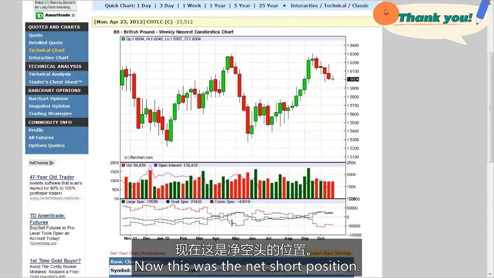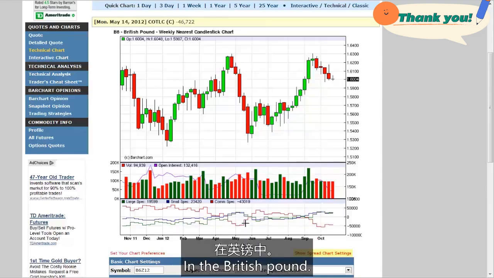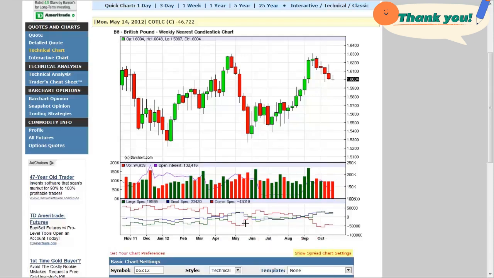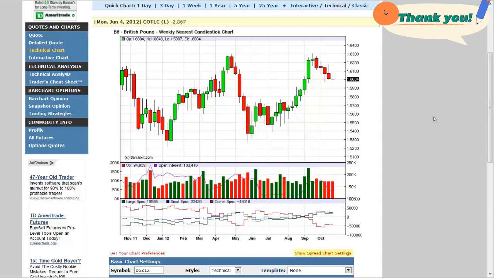Now this was the net short position held by the commercial traders expecting the top to form in the British pound, at a seasonal time frame when the dollar was poised to rally, and seasonally when the British pound was expected to go lower. So now we've confirmed two sides of the market, the dollar and the British pound. So let's see if we can see some support also in the euro.